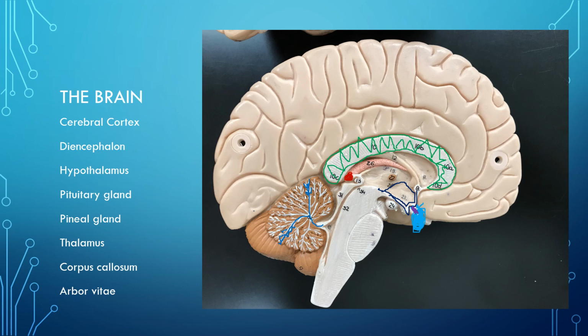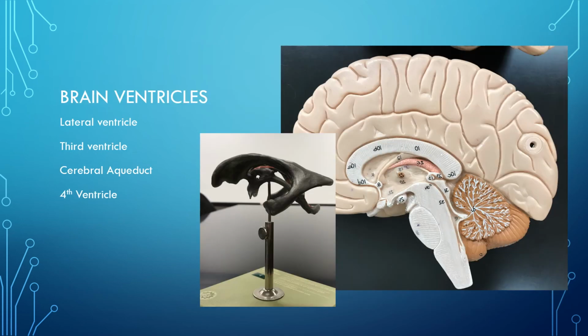So the arbor vitae brings sensory information and motor information to the cerebellum, and it also dispatches information from the cerebellum to the rest of the brain. The ventricles are four cavities deep within the brain that contain cerebral spinal fluid. Without these cavities, the brain would basically collapse upon itself from its sheer weight. The cerebral spinal fluid in these spaces also serves a protective function. It helps prevent injury when the brain is jostled or the head is hit.